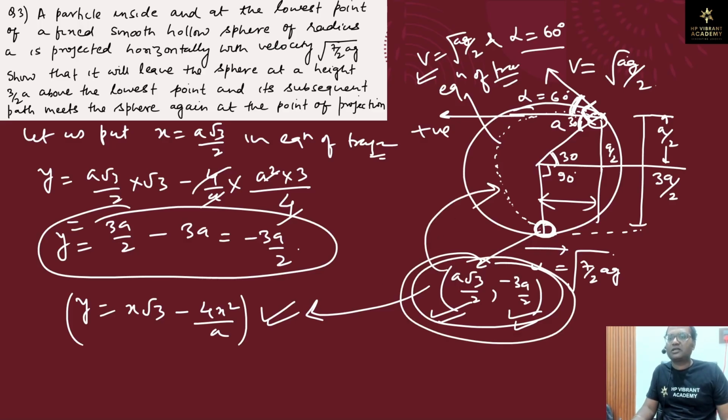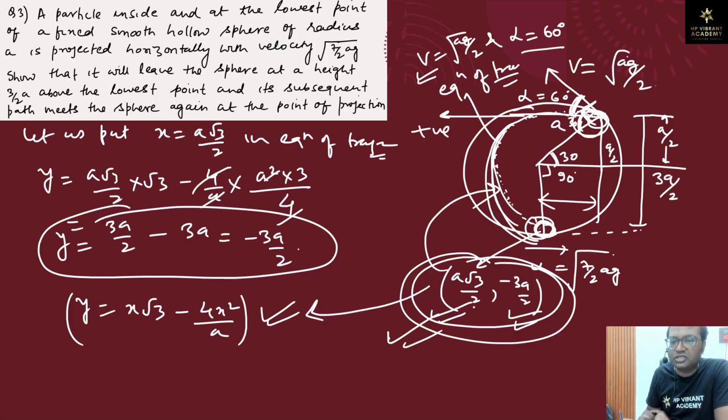This means this particle will reach the bottommost point while traversing this path of the trajectory. That is, by following this path, this particle will reach the lowest point. This is what is being asked in the question: it will leave the sphere at a height 3a upon 2 above the lowest point, and in its subsequent path meets the sphere again at the point of projection. So it is obvious that this point a root 3 upon 2, minus 3a upon 2, is satisfying the equation of trajectory, because when we put x is equal to a root 3 upon 2, we get y is equal to minus 3a upon 2.